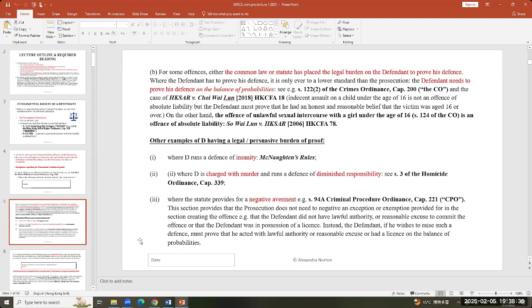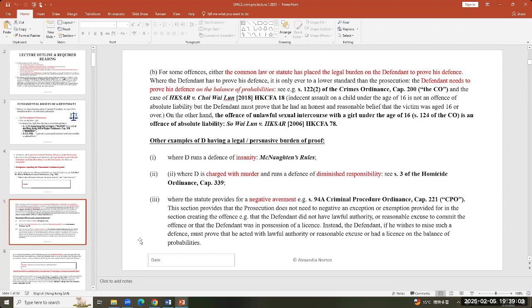So in general, the common law and statute places the legal burden of proof on the prosecution. But in some circumstances, that burden of proof is placed on the defendant to prove his defense, right? So for the example of the strict liability offense, the defendant has the burden of proof to prove that he had this honest and reasonable belief.